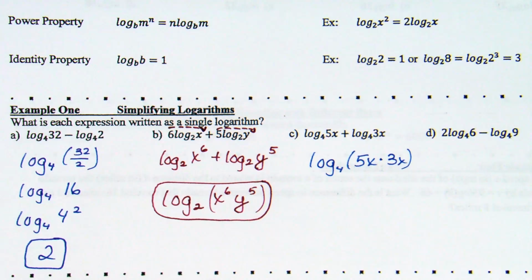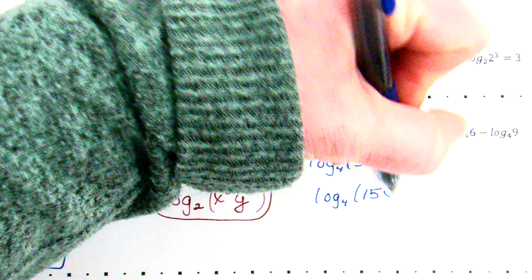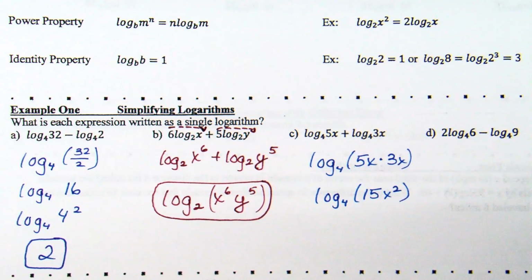Does that mean I'm necessarily fine with this as final answer? Depends on the situation. I would prefer in this case you go one more step. In that, what is 5x times 3x? 15x squared. So I can rewrite this as log base 4 of 15x squared. We've got that x in there again. So not really a whole lot I can do with it since I have that x in there again.